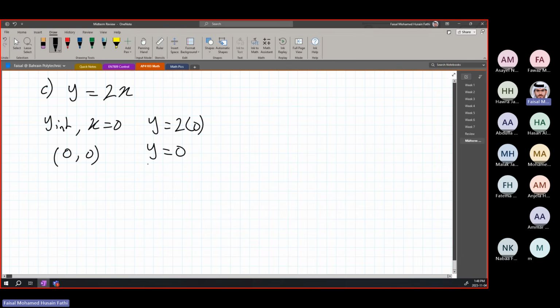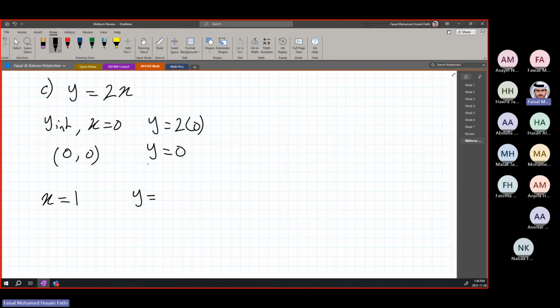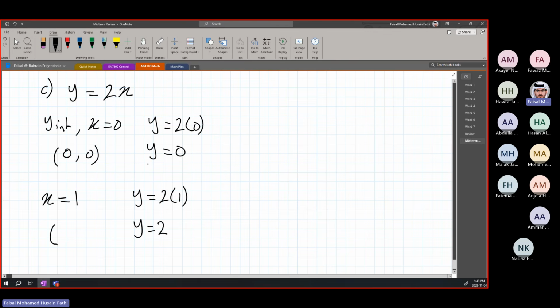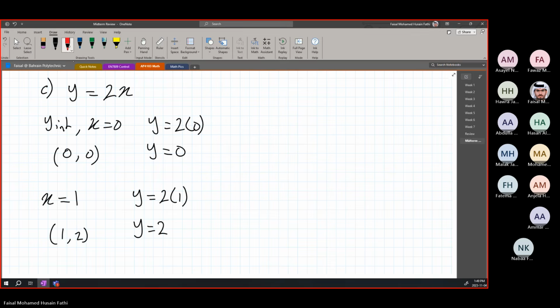We already know the point is 0, 0. When we get a point that is 0, 0, very easy, do not panic, just take another point, x equals 1. And then substitute in the equation, so y is equal to 2 times 1. So y is equal to 2. So our second point is 1, 2. This is point number 1. This is point number 2. Done. Very easy, very straightforward.